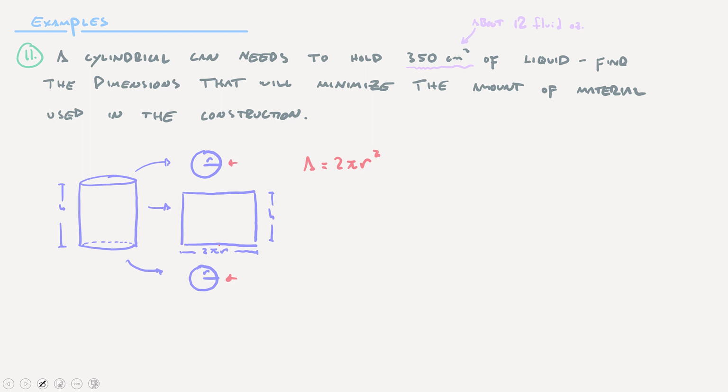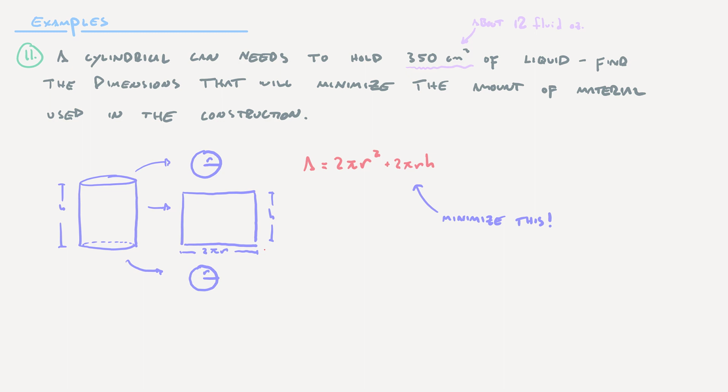And then, of course, the two circles are both pi r squared. There's 2 of those. So the surface area formula for a cylinder is 2 pi r squared plus 2 pi r h. Pi r squared here, pi r squared here, pi r h here. That's the thing we are trying to minimize. But just like the last problem, this is in two independent variables. It's in terms of two independent variables.